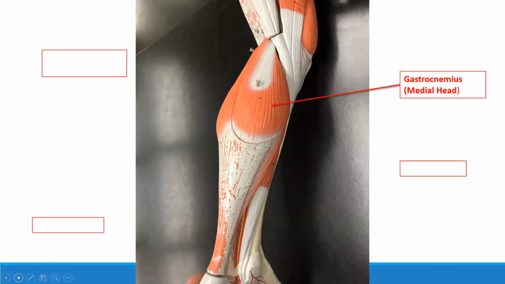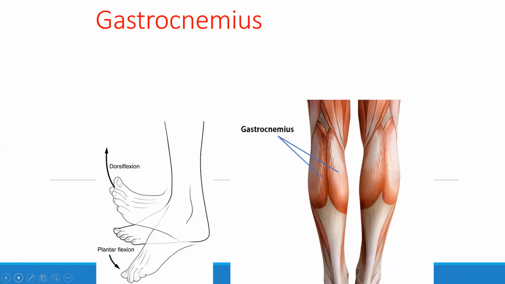Medial head, lateral head, soleus tucked underneath there, and the Achilles tendon. The gastrocnemius is responsible for plantar flexion. The gastrocnemius, when it contracts, will pull the heel up to point the toes down. It'll pull the heel up, attach to the calcaneus, it will draw the calcaneus up, and the toes will go down. That's called plantar flexion.